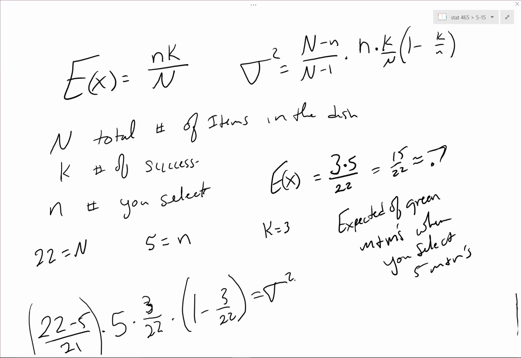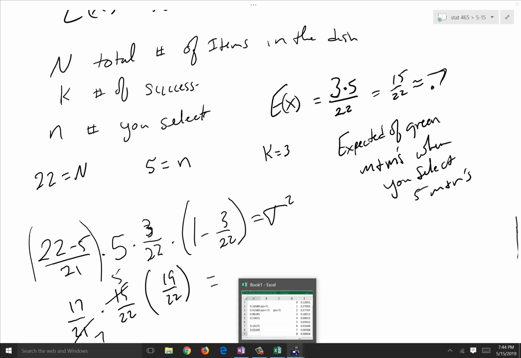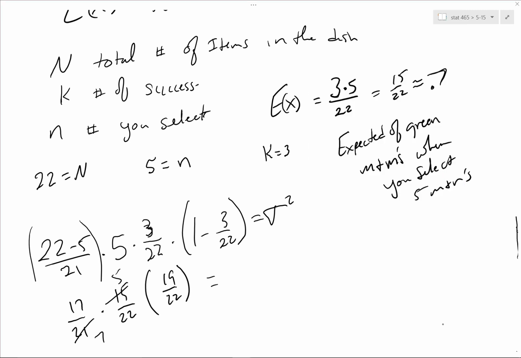What does that come out to be? Do you have it? I think what you can do is 17 over 21 times 15 over 22 times 19 over 22. Cool. That's just gross. Cancel, 5, 7. Yeah, there's not much you can do to make that prettier. I don't care how you slice that. So 17 times 5 times 19 divided by 7 times 22 squared. So about 0.225. That would be my variance.